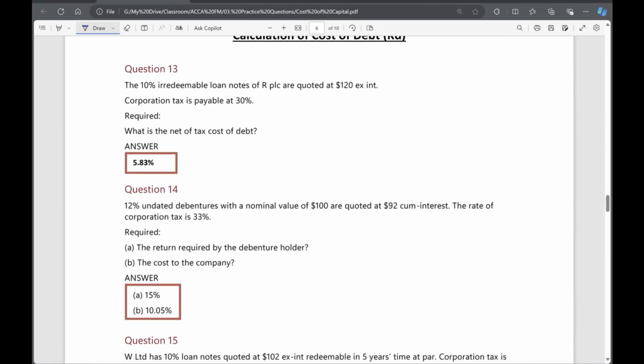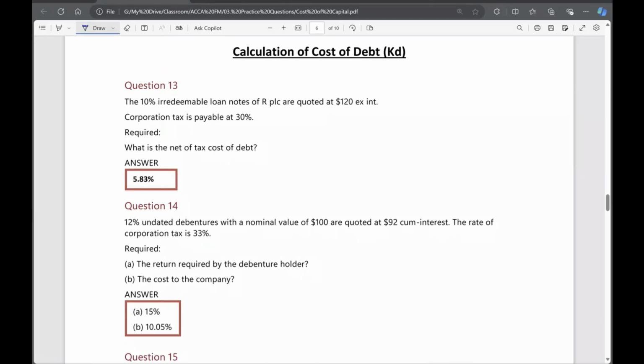Moving on. Can you try this question? 13, 14 very quickly. Okay, do 14 very quickly. So we have to find again both the required return by the debenture holder and the cost to the company. Simple.